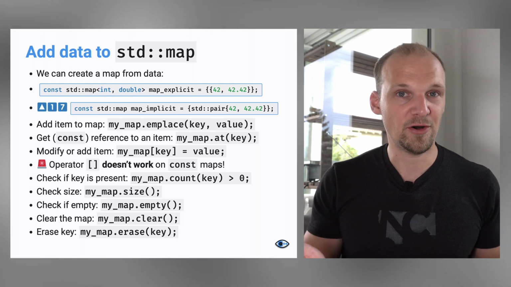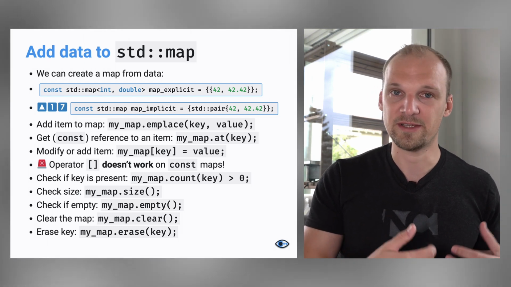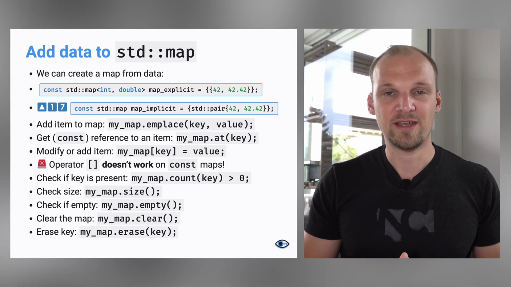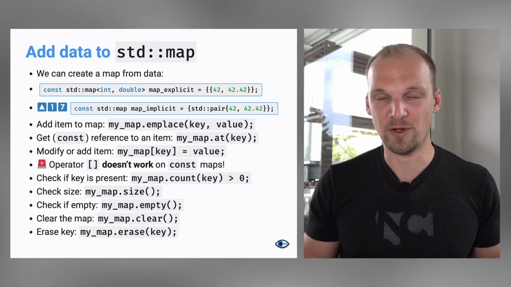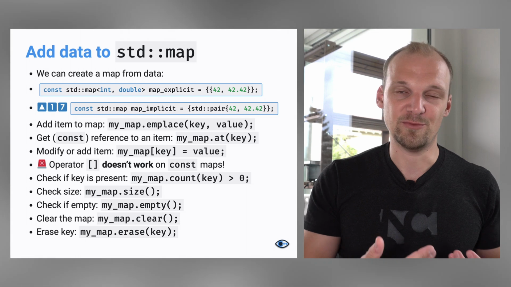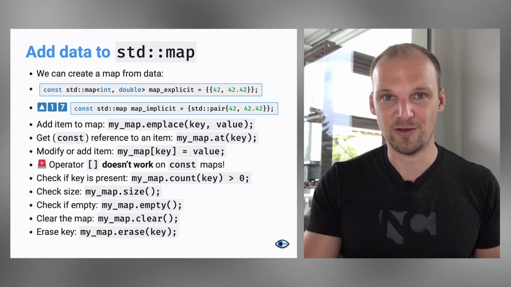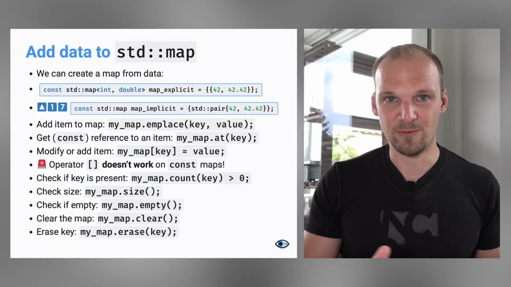But it won't work on a const variable. So if you create a const map variable, then square brackets will not work on it because, again, they need to modify the data. So if you have a const map, and you should always use const when you don't need to modify your data, then always use add.